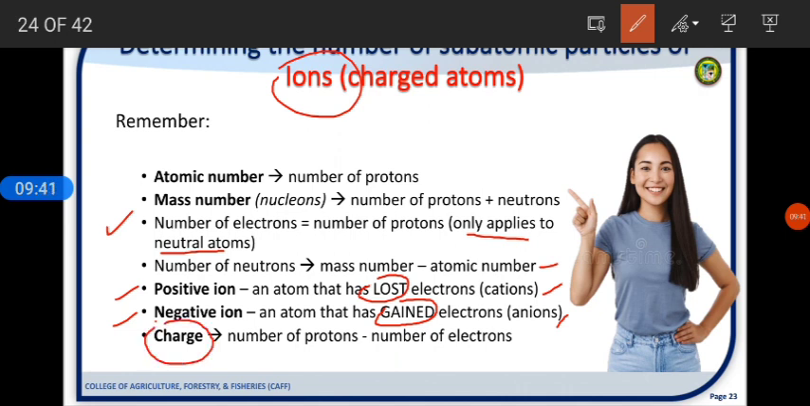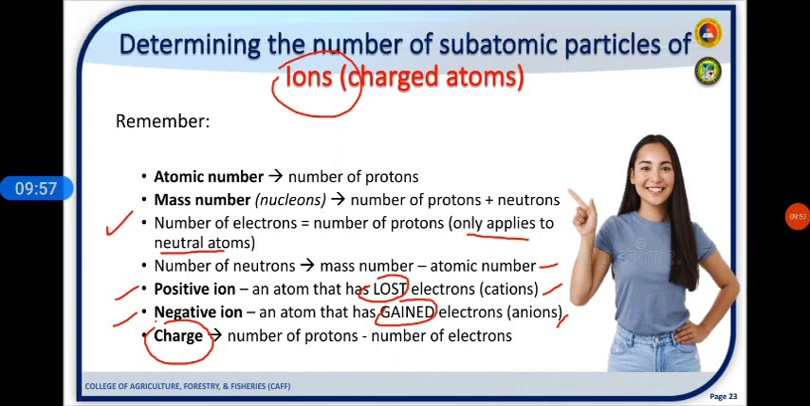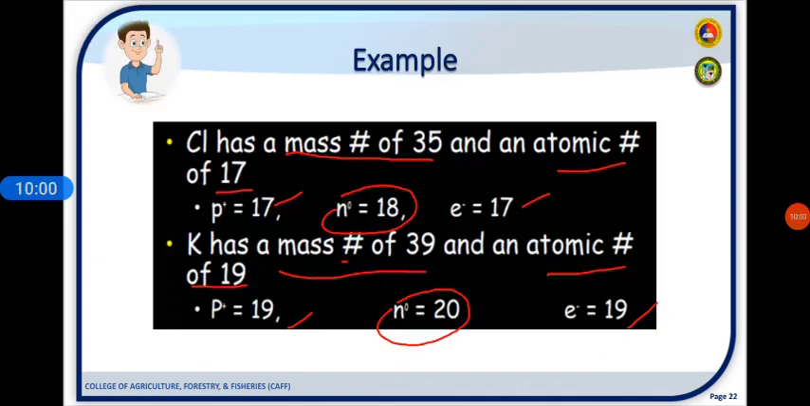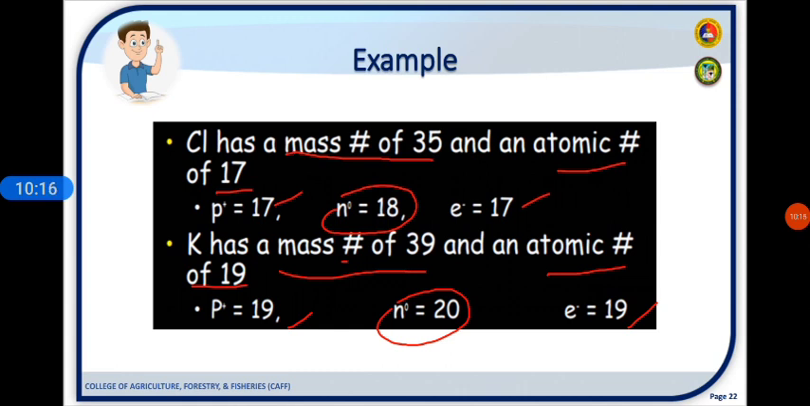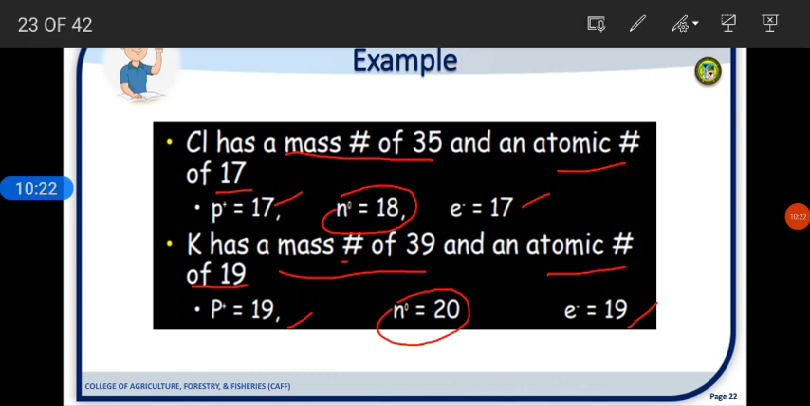Now what is this charge? Charge refers to the number of protons minus the number of electrons. So that's how you will compute for charge. Say for example in this one, chlorine has 17 protons and 17 electrons. Since charge is equal to the number of protons minus the number of electrons, 17 minus 17 is equal to 0, and therefore we conclude that this chlorine in this example is a neutral atom.